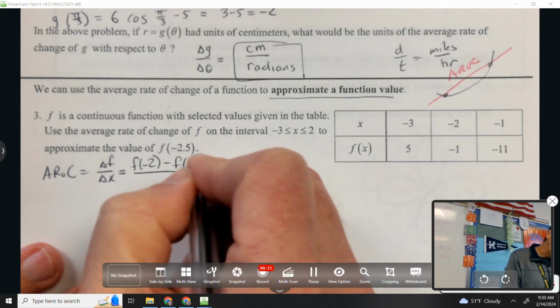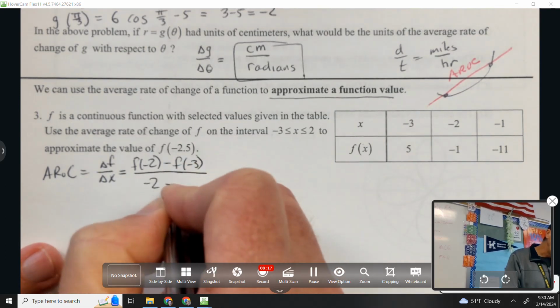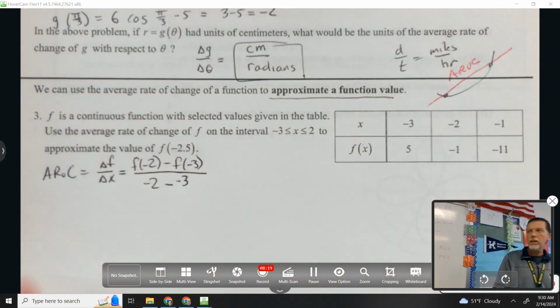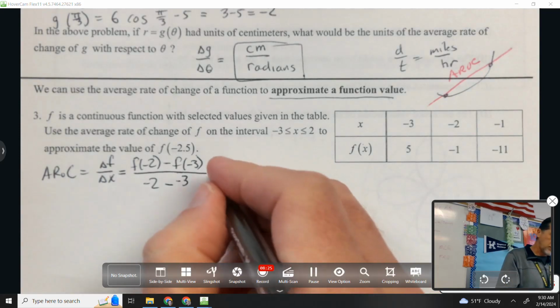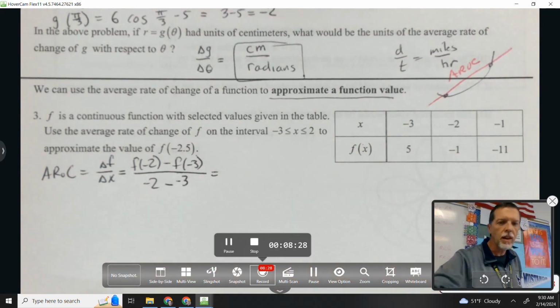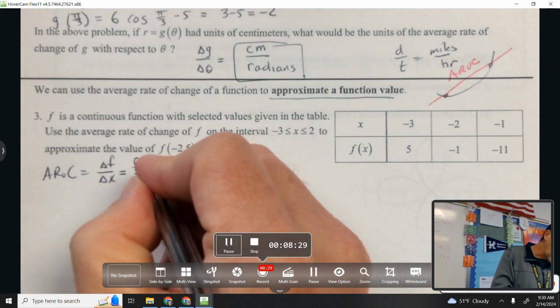You probably remember it doesn't really matter what order you do, big one minus little one or little one minus big one, as long as you do the same in the top and the bottom. Yes, you're right, it is a positive 2.